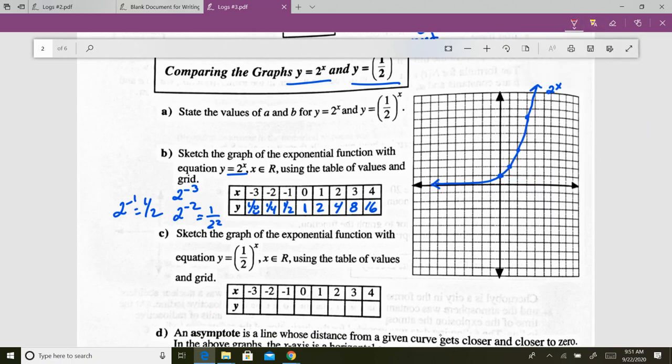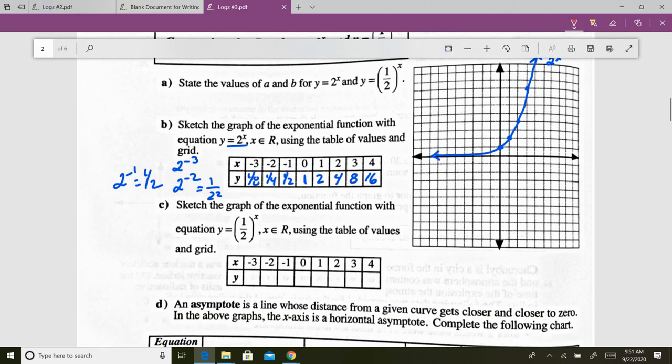Let's do 1/2 to the power of x. So 1/2 to the negative 3. What does the negative do to the fraction? Flips it. So really that's 2 to the power of 3, which is 8. What's 1/2 to the power of negative 2? 4. 1/2 to the power of negative 1. You seeing a pattern here, peoples? What are we going down by? We're dividing by 2, right?